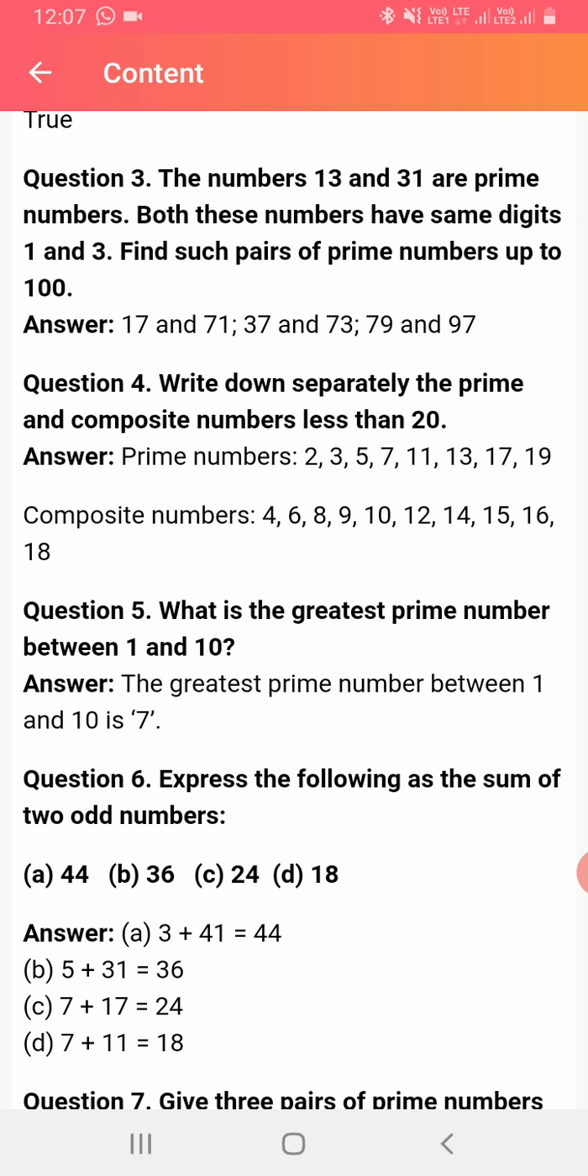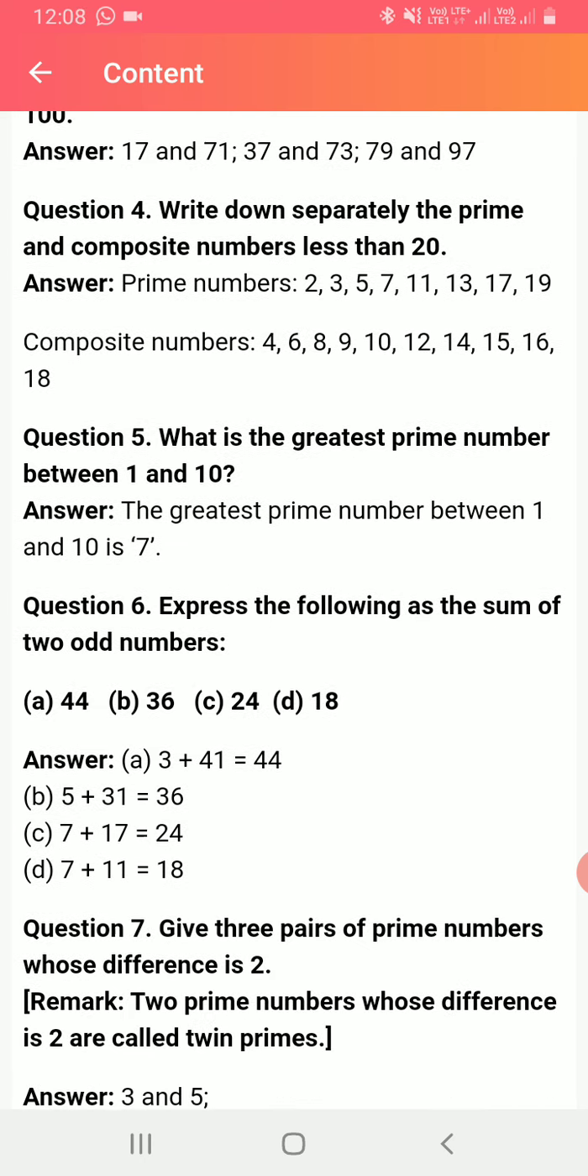Write down separately the prime and composite numbers less than 20. So less than 20, what numbers do you have? You have the numbers from 1 to 19. Among these numbers, you should separately write the prime numbers, the numbers which are divisible only by itself and 1. So they are 2, 3, 5, 7, 11, 13, 17 and 19. All other numbers such as 4, 6, 8, 9, 10, 12, 14, 15, 16 and 18 are called composite numbers. Why? Because they occur in various multiplication tables.